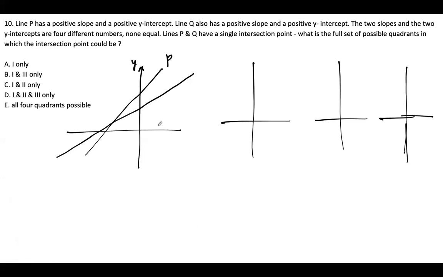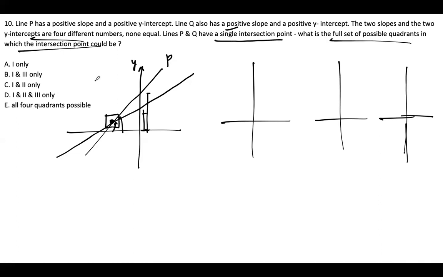Let's say this. Then the two slopes and the two y-intercepts are 4 different numbers. That means the slopes are different and the y-intercepts are different. 4 different numbers, unequal. Lines P and Q have a single intersection point. What is the full set of possible quadrants in which this intersection point could be?